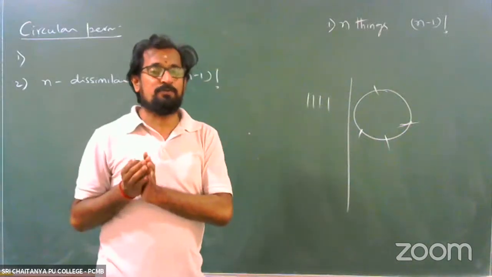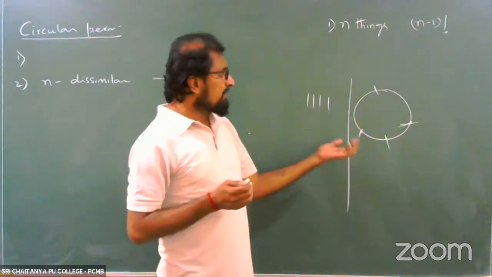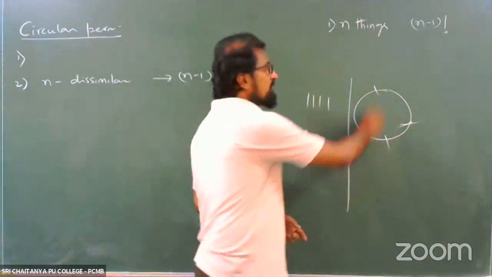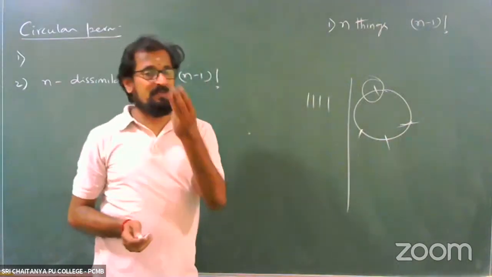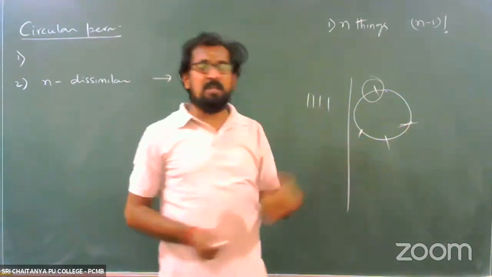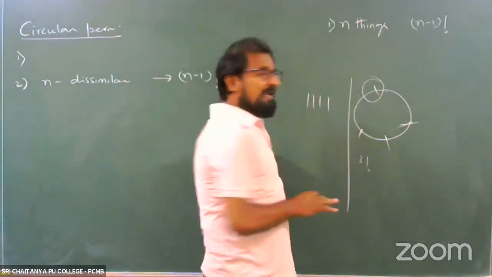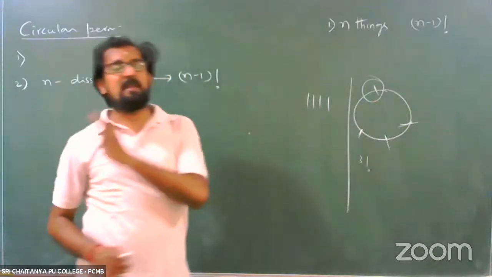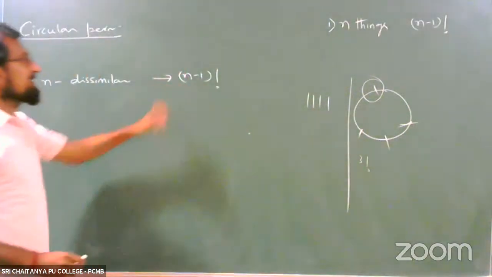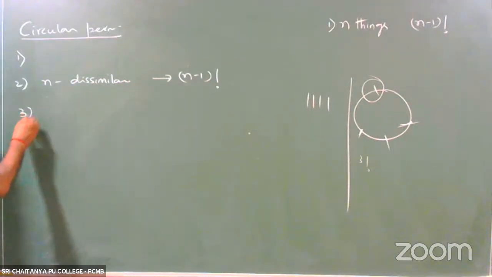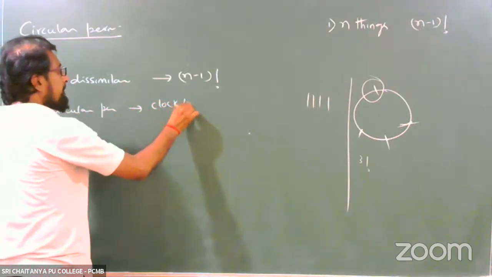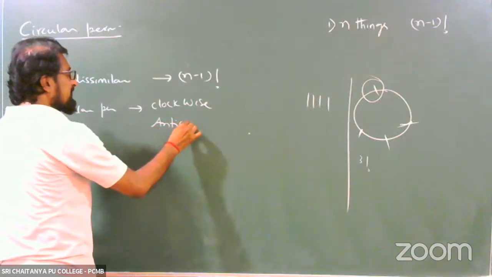In how many ways can you arrange 4 members around a circle? See, as there are 4 members and 4 chairs, you should select 1 chair and 1 person. So, suppose this chair and 1 person are gone, that is fixed. Then there will be only 3 members. 3 members can be arranged in 3 chairs in 3 factorial ways. That means ultimately 4 persons can be arranged circularly in 3 factorial ways. Have you understood now? N dissimilar things can be arranged circularly in n minus 1 factorial ways. Circular permutations are of 2 types. One is clockwise, another one is anti-clockwise direction.